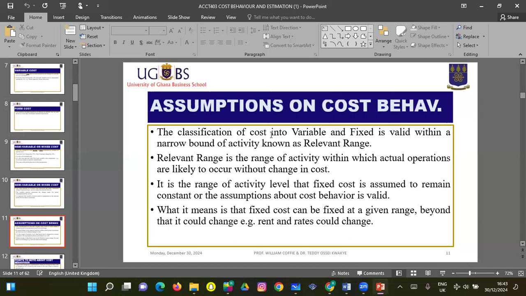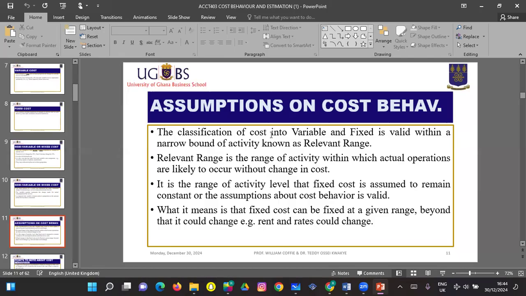Assumption on cost behavior. The classification of cost into variable and fixed cost is valid within a narrow band of activity known as the relevant range. So within a particular period of time, that's what it means. The relevant range is the range of activity within which actual operations are likely to occur without changing cost. It is the range of activity level within which fixed cost is assumed to remain constant, or the assumption about cost behavior is valid. Outside the relevant range, we are not able to estimate cost behavior.